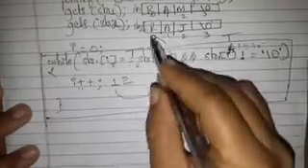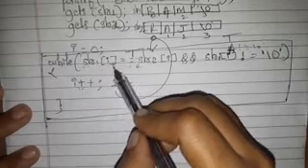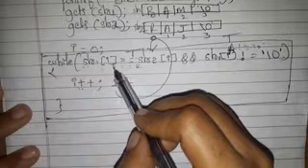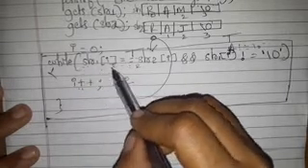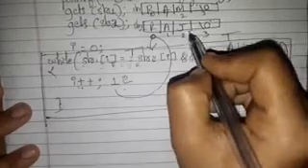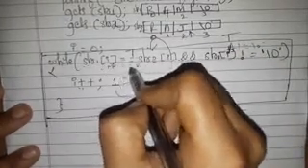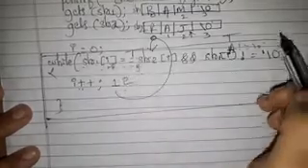Again the control goes back. str1 of I. What is the present value of I? 2. str1 of 2 is equal to str2 of 2. What is str1 of 2? M. What is str2 of 2? It is J. M is equal to J. False. This equation evaluates to false.